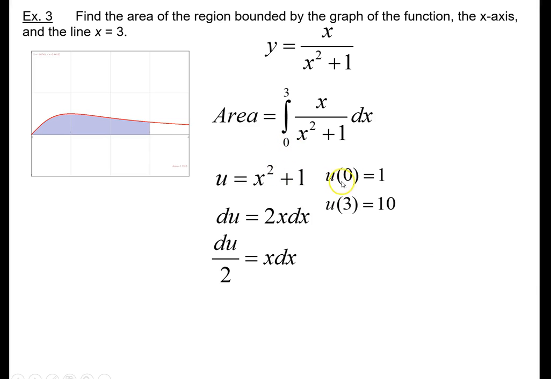So u of 0, remember to do that. We would take the 0 and plug it into our expression for u. So 0 squared plus 1, of course, is 1. Same thing with the 3. Plug that in for x. We get 3 squared plus 1, which gives me 10.